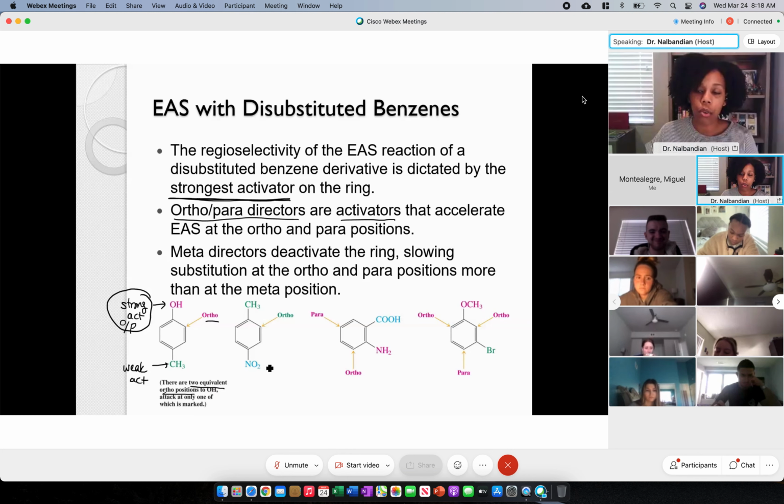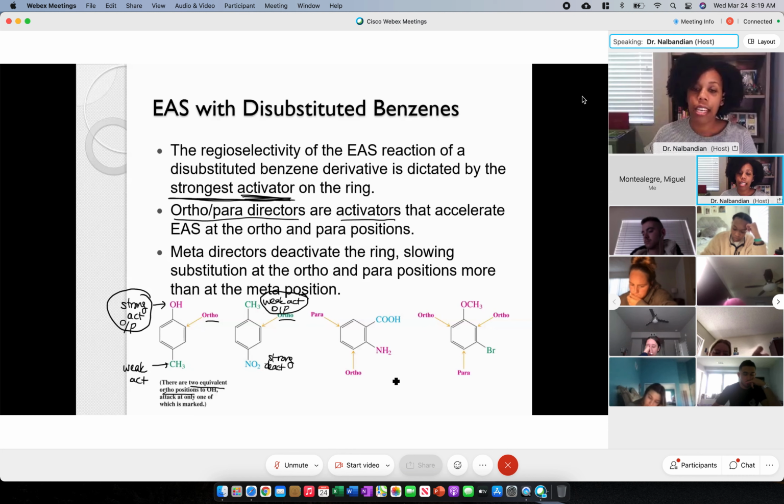Here we have nitro. Nitro is a deactivator, and really a strong deactivator. We want the strongest activator. Do we have an activator here? Yes. Our activator is a weak activator. This is what's going to dictate, and it's an ortho para director, so that's going to dictate the course of the reaction. Again, para is blocked by the nitro, but we have these ortho positions. Again, two equivalent ortho positions there.